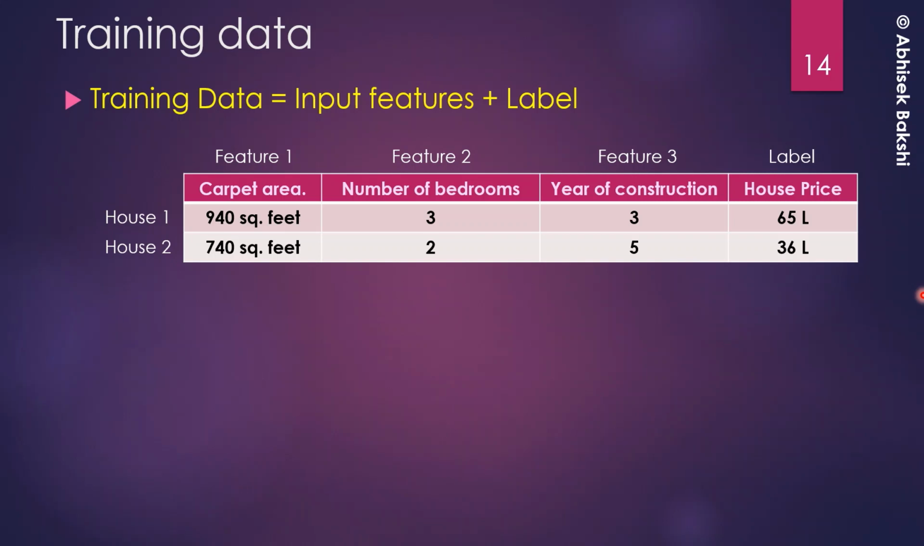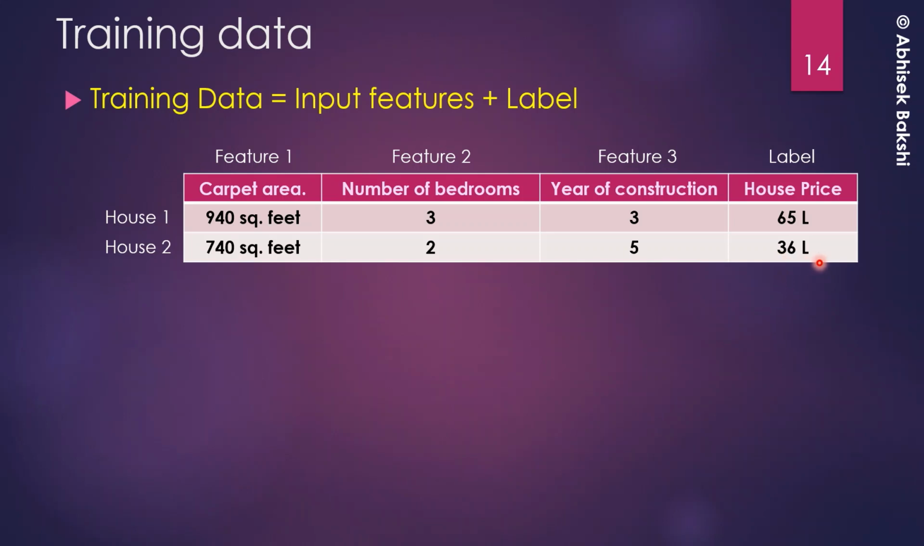Now each and every row represents a single object, a single training example. For example, over here you see for house 1 there is an example that the carpet area is 940 square feet, number of bedrooms is 3, year of construction is 3, the house price is 65 lakh. For another house, if it is 740 square feet but number of bedrooms is 2 and year of construction is 5, it is very less, 36 lakhs.